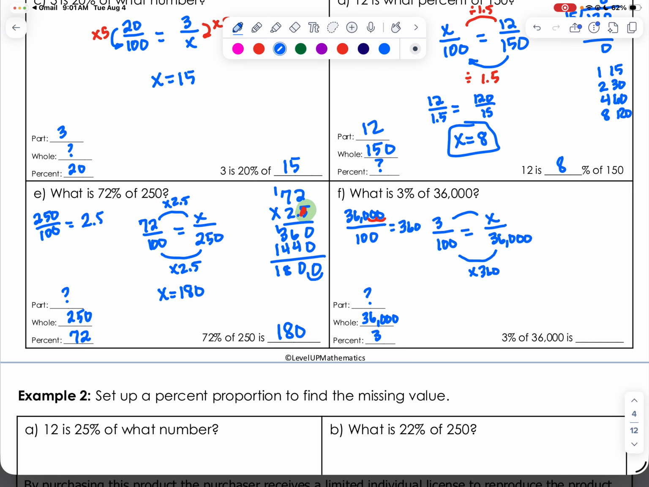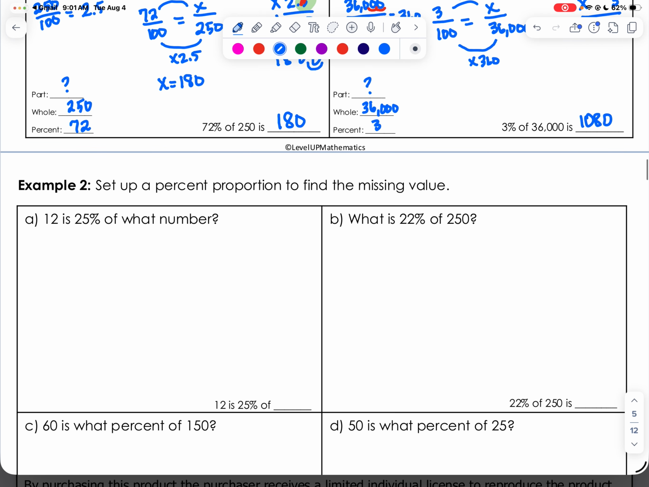So 100 times 360 is 36,000. So to get the top, we must also multiply by 360. So 360 times 3. 18, 1, 9, 10. So 3% of 36,000 is 1,080.